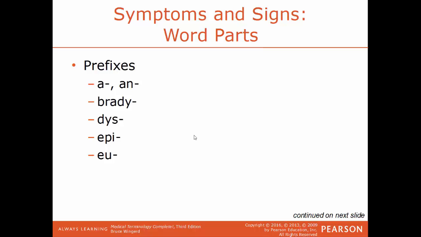First, we'll start off with some common prefixes. A, or an, means without or lacking. Brady means slowly. Dis means abnormal or painful. Epi means above. And our last prefix here, eu, is pronounced "u." That would mean good or normal.